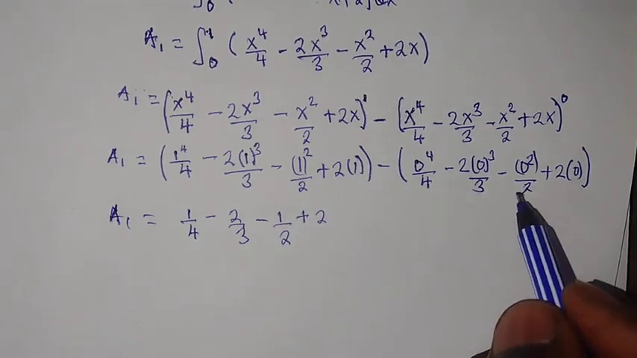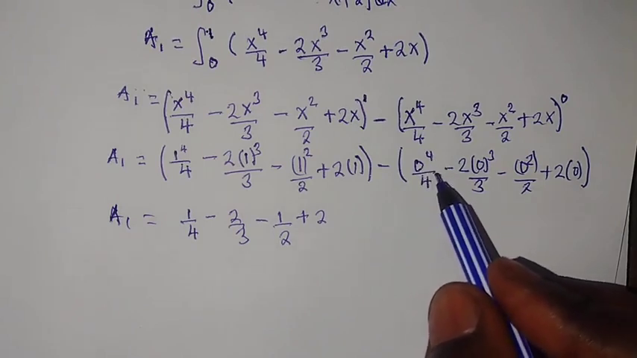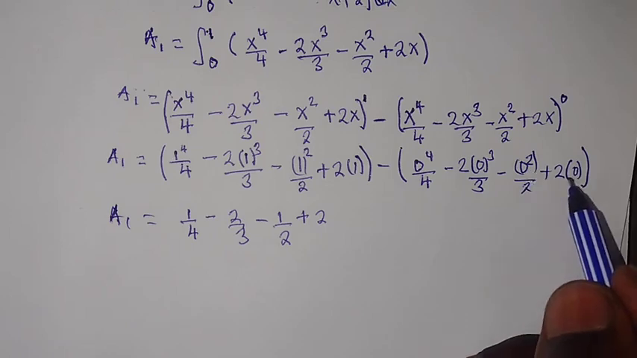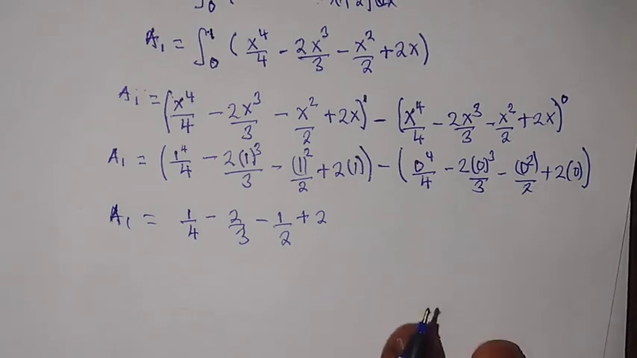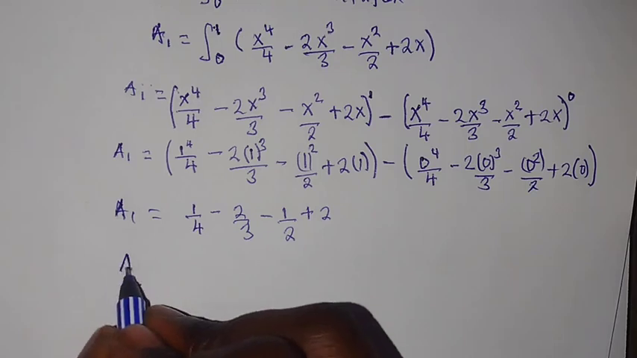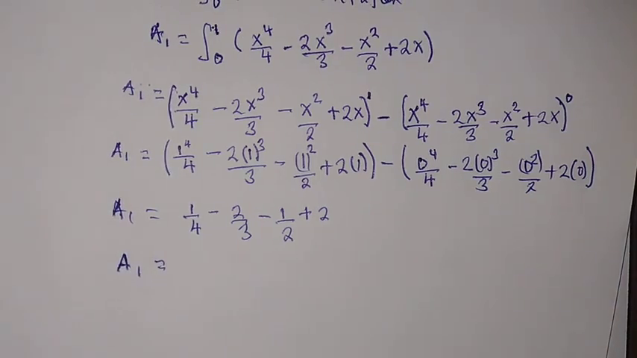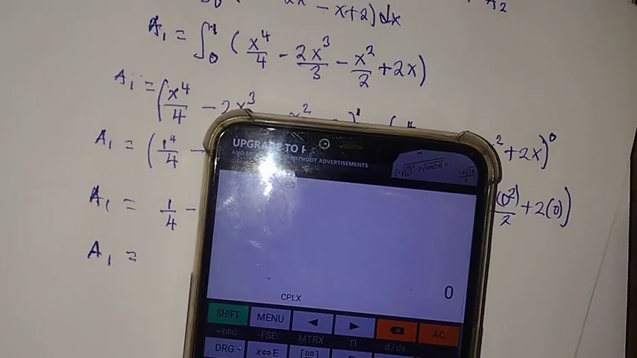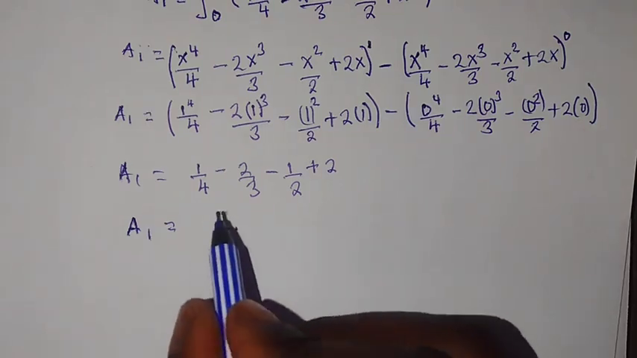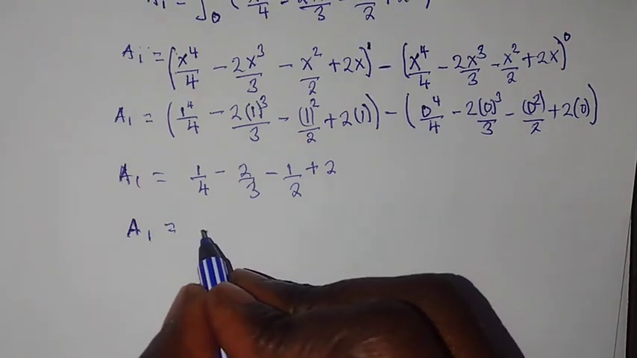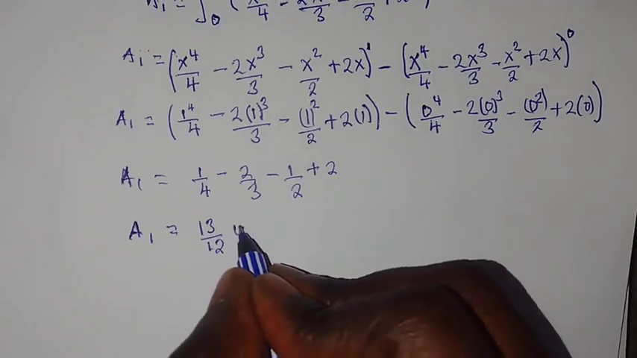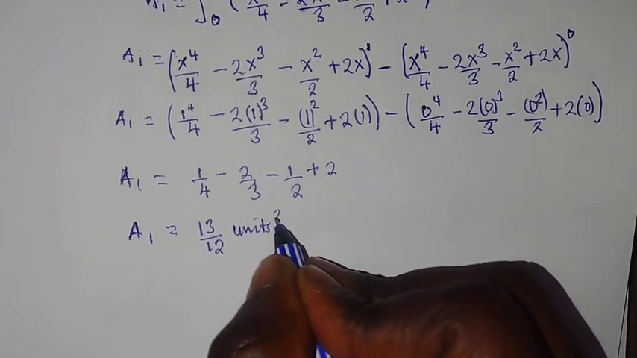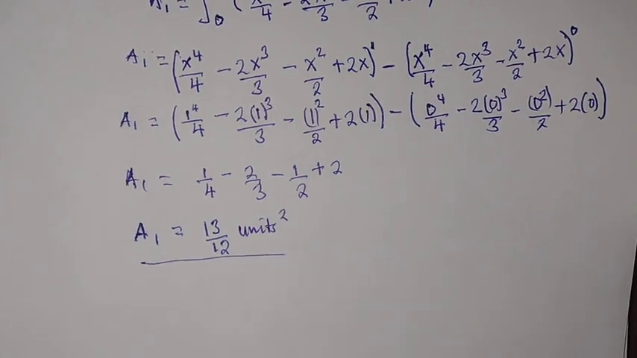Now, for this one right here, 0 power 4 is a 0, even here it's a 0, even here it's a 0. So this one will give us a 0. So we say minus 0, this will go. Okay, so just focus on this one. So we just say area 1 equal to, so here we can just now use our calculator. Okay, all right, so once we punch all these on the calculator, this is the area 1 that we are going to get, 13 over 12 units squared. Okay, so this is just for area 1.